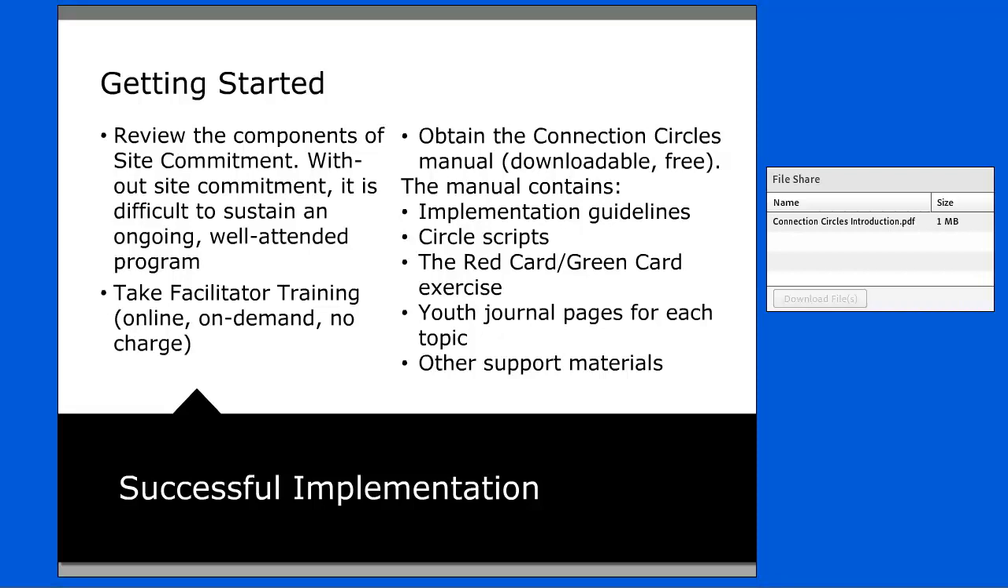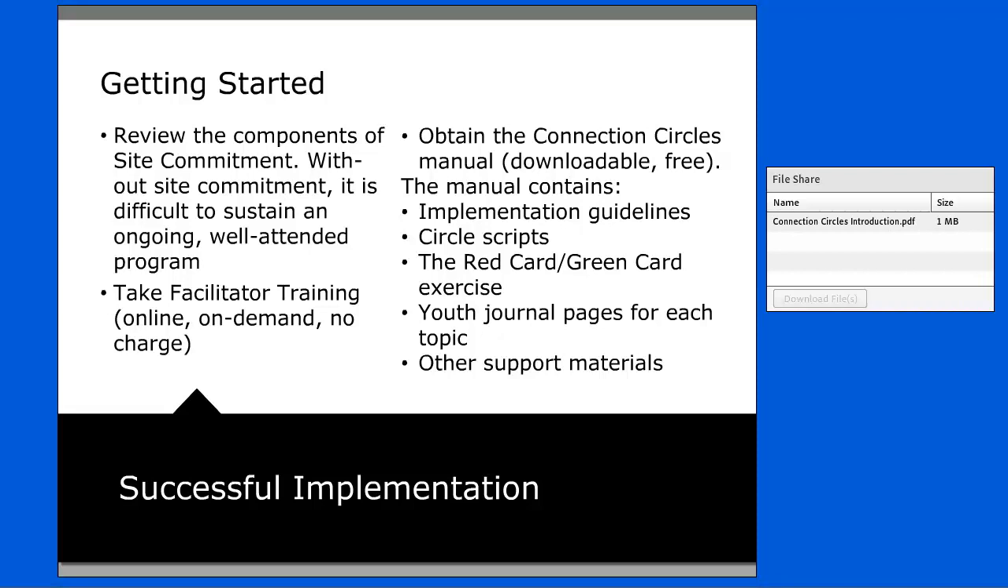The first is to review the components of site commitment. Without site commitment, it's difficult to sustain an ongoing, well-attended program. So take some time, have conversations with others at your site, look at those 3 elements: site commitment, dialogue circles model, and a neutral facilitator who has received training. And if that's something that you think the site would like to commit to, go ahead and take the facilitator training, which is online, on demand, and there is no charge.